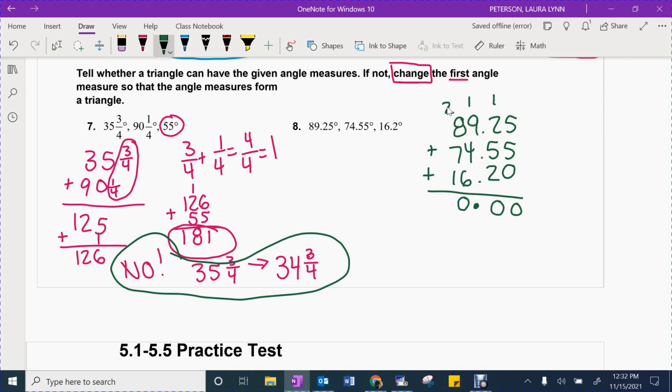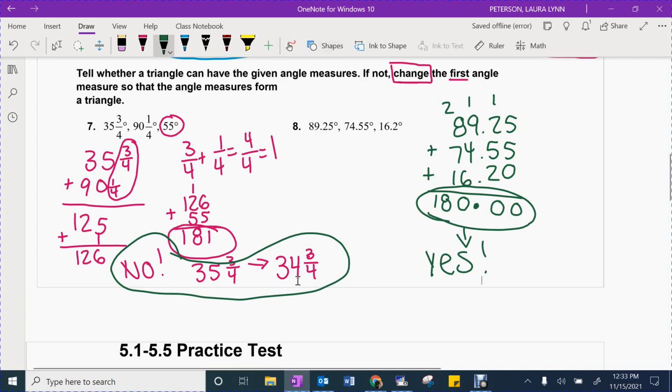8 plus 2 is 10. 10 plus 7 is 17. 17 plus 1 is 18. So all together we get 180 degrees. Because this added up perfectly, we would say, yes, this forms a triangle.